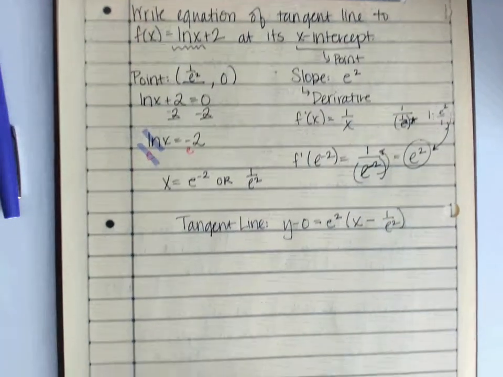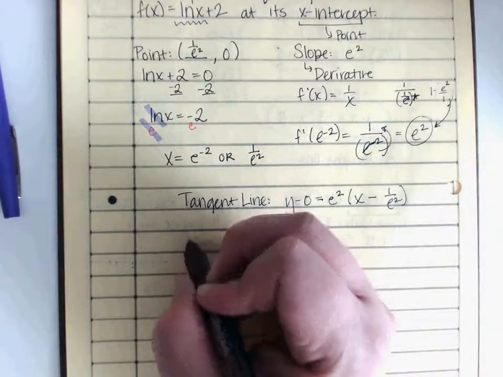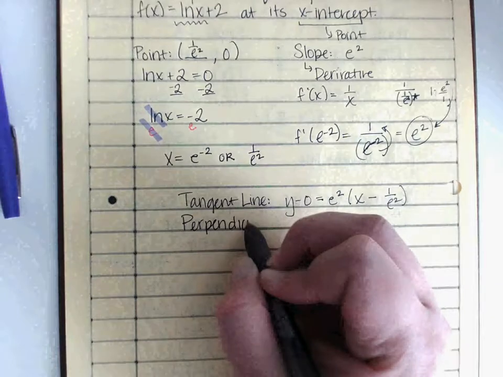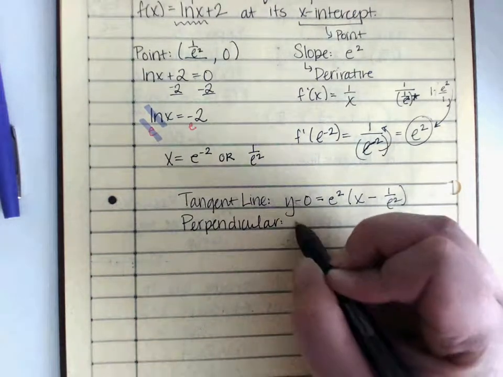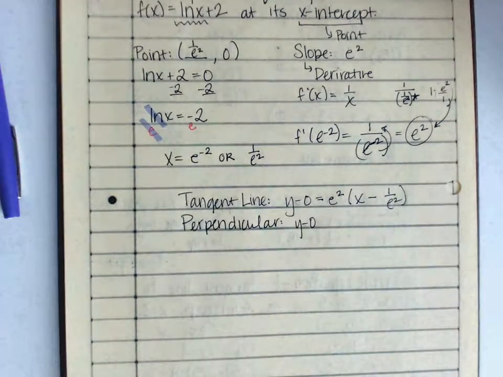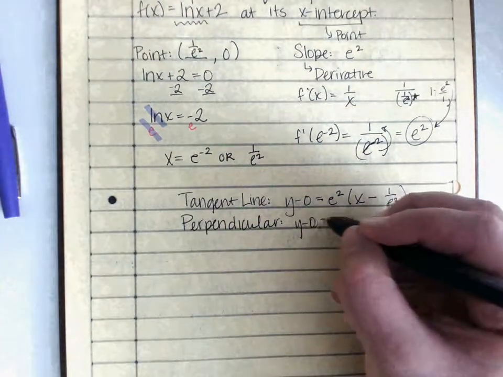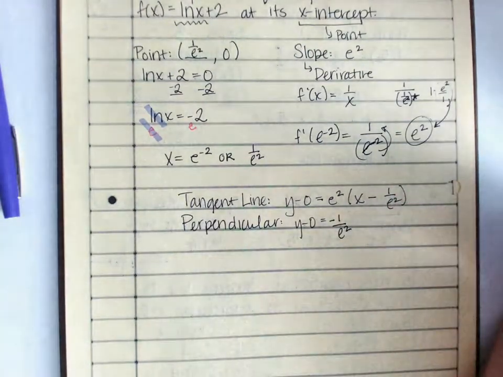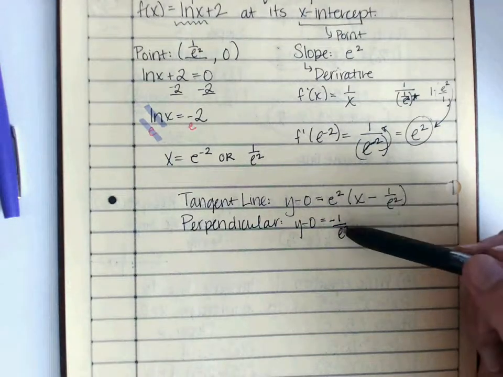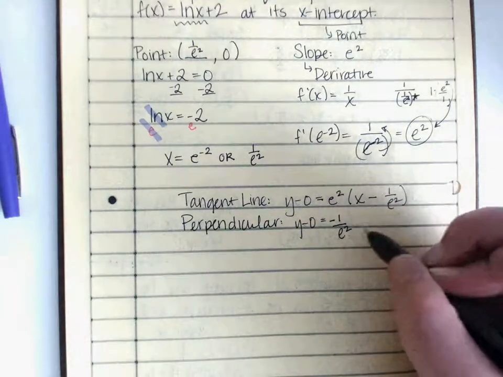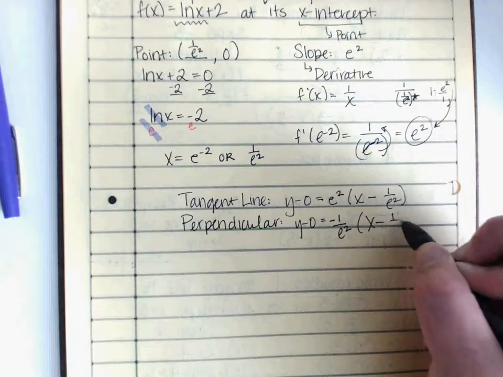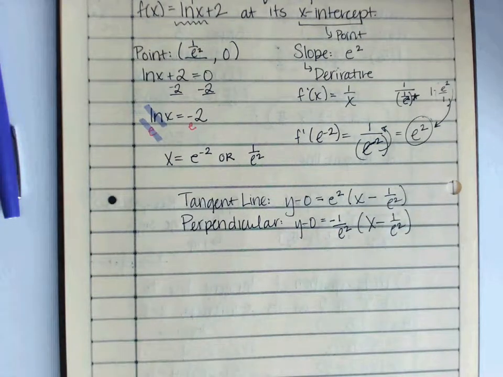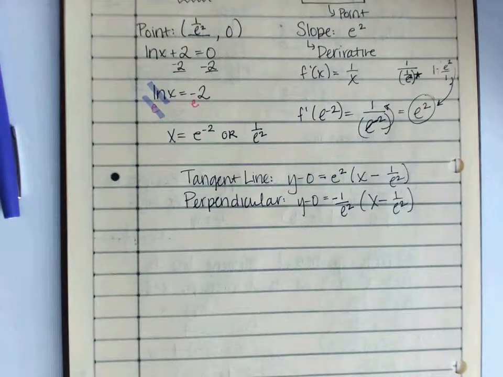Now let's say we wanted a perpendicular line to that. It'd be y minus 0, and then when I get to e squared, I need to make it negative 1 over e squared. Because remember, I have to change the sign to a negative and then I have to flip it. And then x minus 1 over e squared.